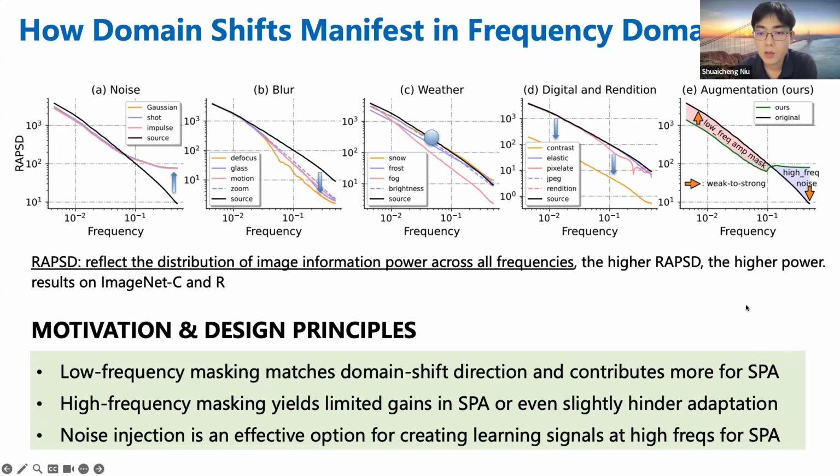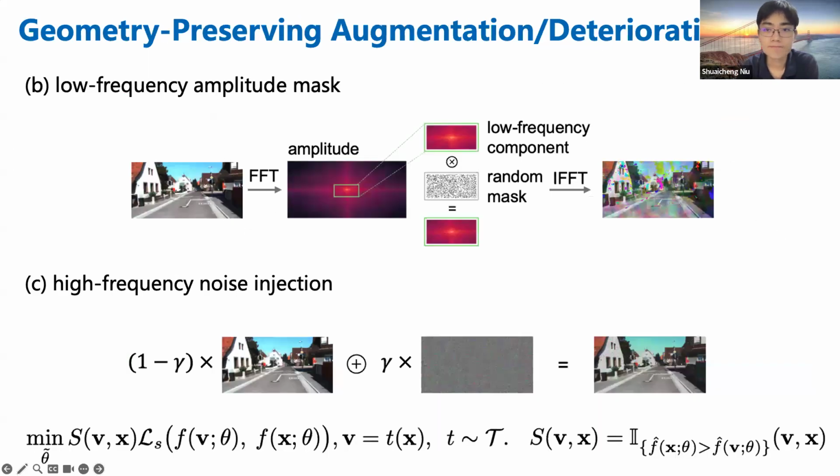Then overall, our augmentation strategy in the frequency domain is shown in figure E, where we decrease the RAPSD at low frequencies and increase RAPSD at high frequencies to create an information gap as our learning signals. So with these design motivations, our detailed augmentation strategy is as shown in this figure.